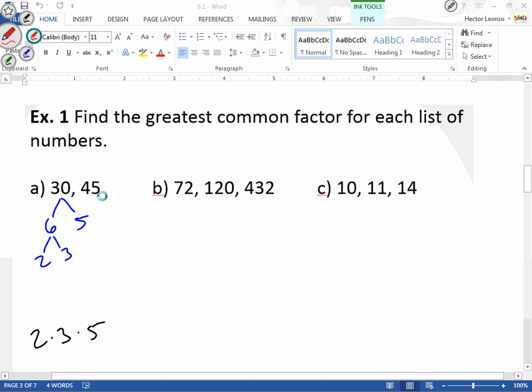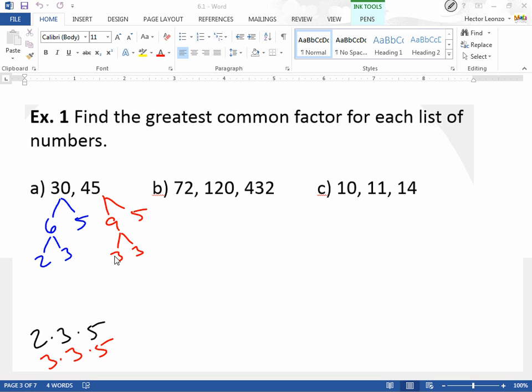Now for 45, let's take a look. Two numbers that multiply to equal 45: I'm going to go 9 times 5. 9, I can break into 3 times 3. So the prime factors of 45 are 3 times 3 times 5. Once again, I'm looking at the numbers I was not able to break down any more. I noticed that both lists have a 3.